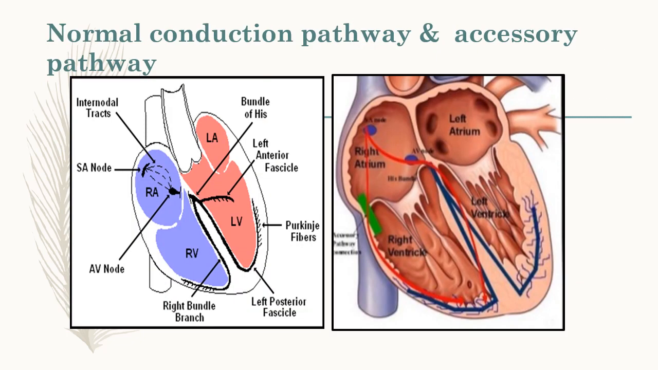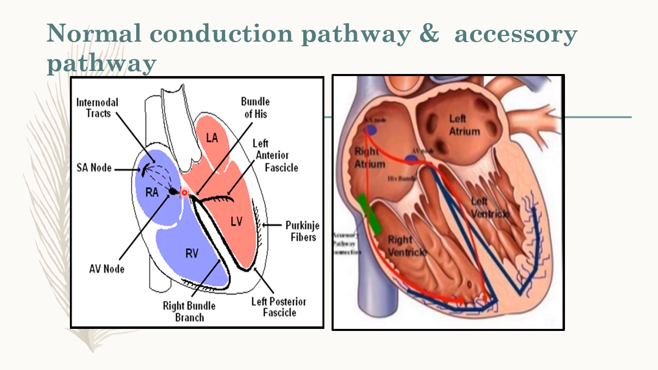I know you have a good understanding of the normal conduction pathway. Here you can see the first diagram on your left-hand side, a normal conduction pathway. In a normal human being, a cardiac action potential arises in the SA node, and from there the electrical stimulus is transmitted via internodal pathways to the AV node.